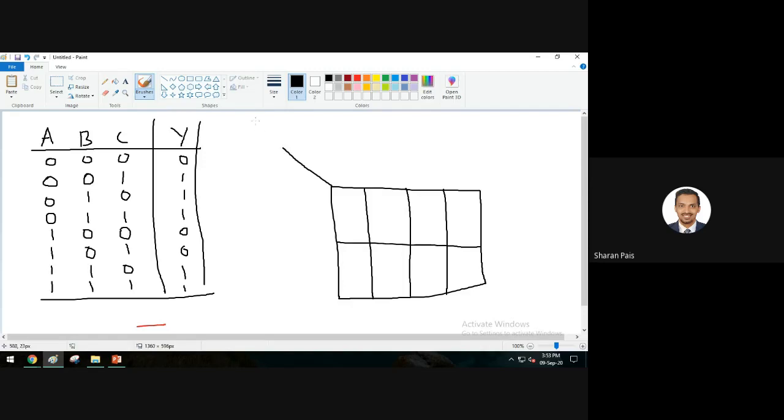So I'm writing the table for Y and I'll take A horizontally and the combination of B and C vertically. Fine. A can have 2 possible values. A either can be 0 or it can be 1. B, C can be 0, 0, 0, 1, 1, 0, 1, 1.